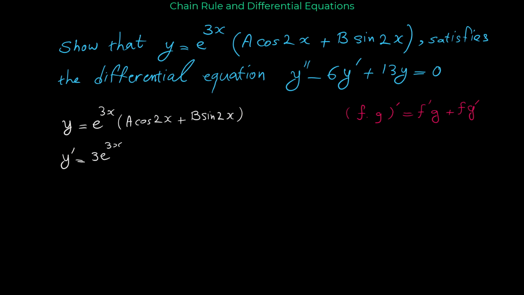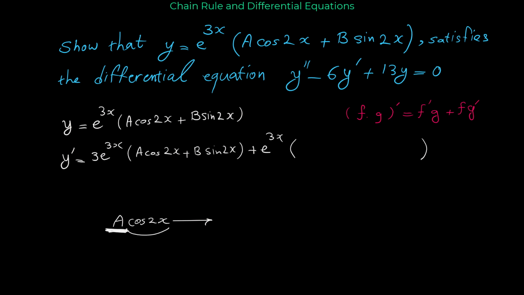3e to the 3x times the second function, plus write the first function and multiply this by the derivative of the second function. What is the derivative of a cosine 2x? When we want to find the derivative of this function, a is a constant, a coefficient. We keep the a and we have to find the derivative of cosine 2x. The derivative of cosine is negative sine. So the derivative of cosine 2x is negative sine 2x.